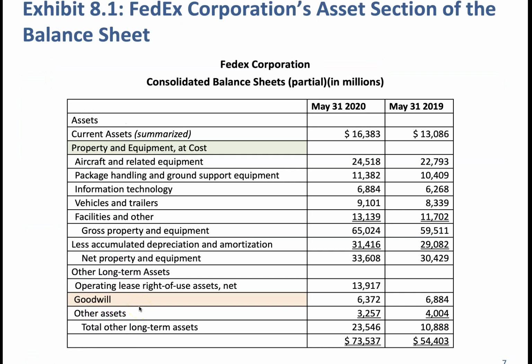Here is an example of FedEx Corporation's balance sheet. You will see on the balance sheet, FedEx reports property and equipment at cost, which listed different types of equipment they have. And those are assets with physical forms or tangible assets. They also report something intangible like the goodwill.